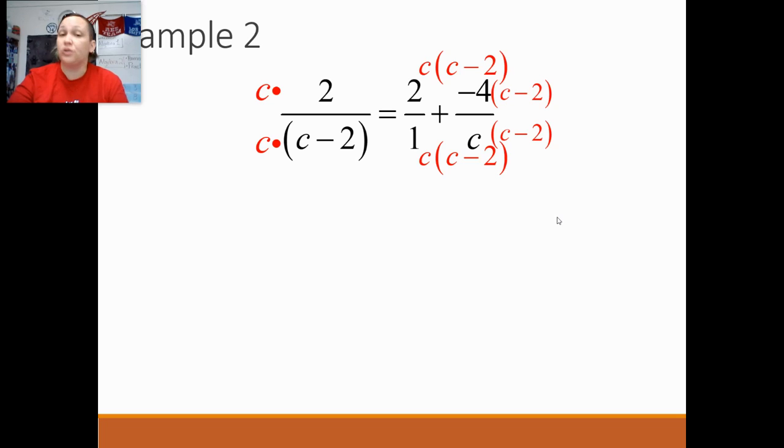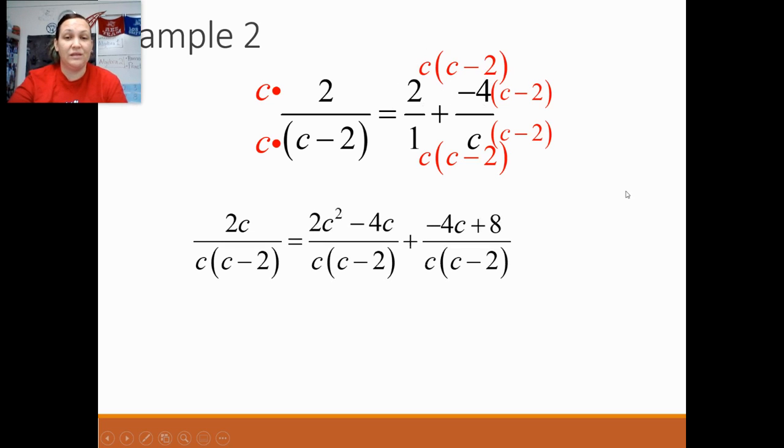Make sure that you're distributing your numerators, but not your denominators. Okay, so I'm going to do 2 times c. Right here, I can distribute a 2c. So 2c distributed to the c minus 2. And then right here, I have a negative 4, and I'm going to distribute that to the c minus 2. Okay, so again, parentheses in the denominator, good. Parentheses in the numerator, bad. No parentheses in the numerator, yes, parentheses in the denominator. And those denominators are going to disappear right now.